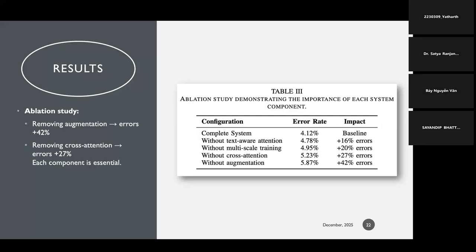So what is the takeaway from this table? It tells us that LVM-OCR is not a magic wand. It's a carefully balanced system. Whether it's the text-aware attention or the multi-scale training, every single component plays a critical role. And if you remove even one piece, the whole system becomes significantly less effective.